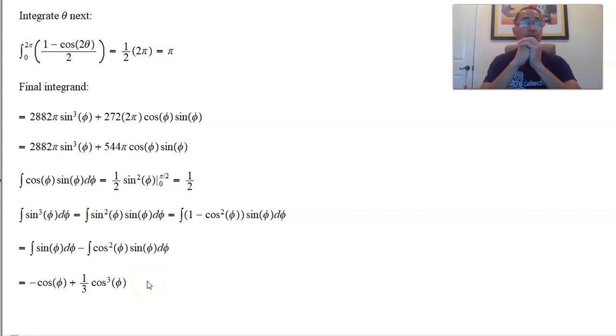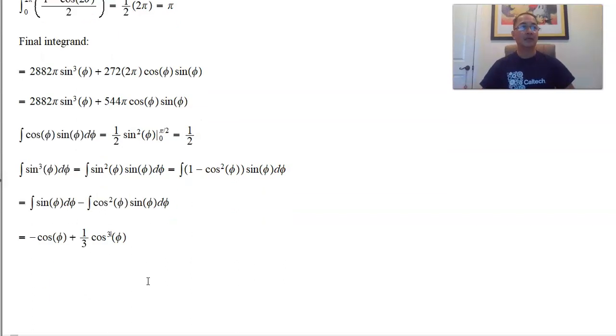Quick check. We are going to check the derivative. So 1/3 cosine cubed phi. Drop the 3, cancels with the 1/3. You're left with cosine squared. Derivative of cosine is negative sine. So we do need the plus. And so we evaluate from phi equals 0 to phi equals pi over 2.